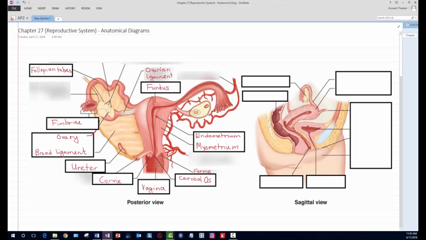Over here we have a sagittal view, so we've split the body in half, and here we get a better look at the other structures in the pelvic cavity. So let's identify the structures we've already seen. Here, that's the ovary. That will be the fallopian tube or the uterine tubes.